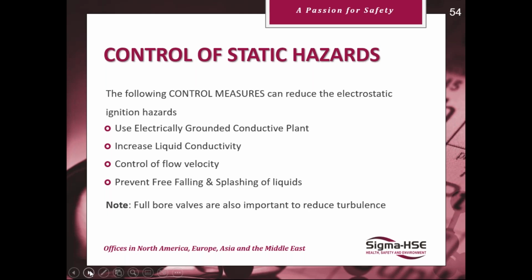Use electrically grounded conductive plant. Increase liquid conductivity, if you can get additives to go in it. Try and control the flow velocity. Prevent free falling or splashing of liquids. Bottom fill if you can. Make sure you use full bore valves so you reduce the turbulence within the pipework.